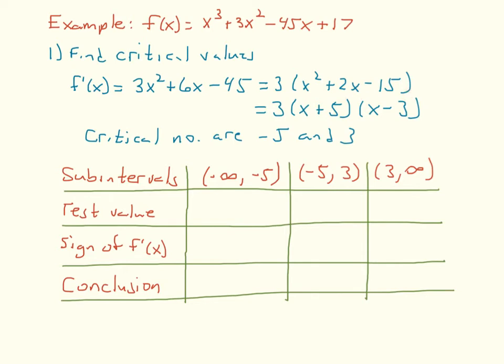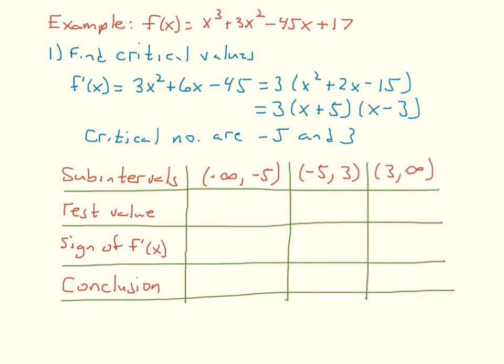Then that's a basic quadratic that does factor nicely, so I get 3 times the quantity x plus 5 times the quantity x minus 3. Looking at that, I know that will be 0 when x is negative 5 or positive 3. So my critical numbers are negative 5 and 3. My original polynomial, f of x, is defined for all real numbers.